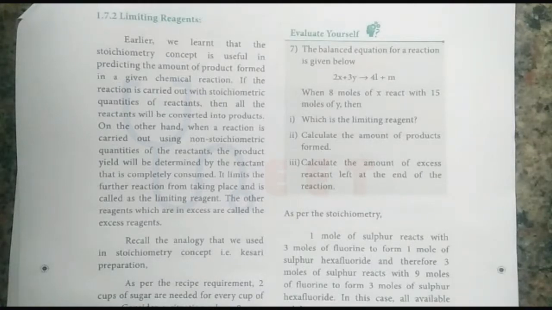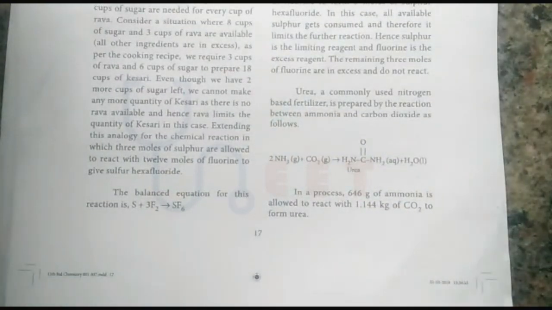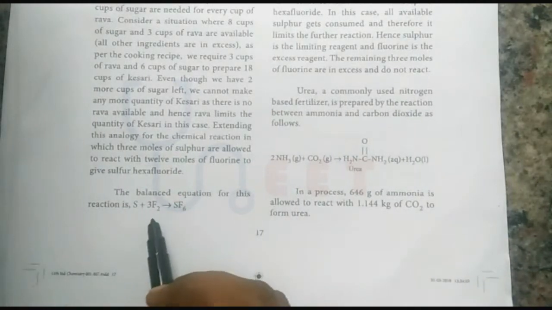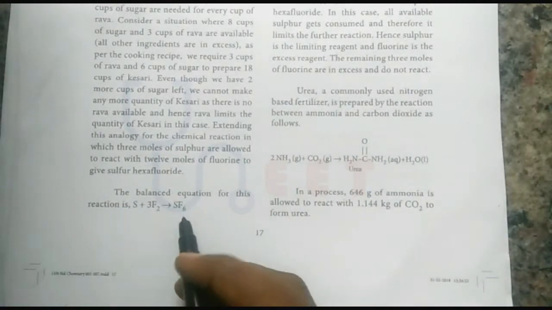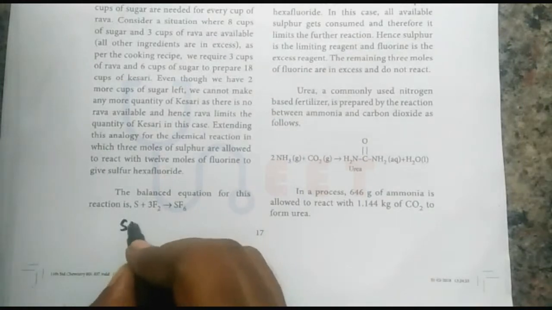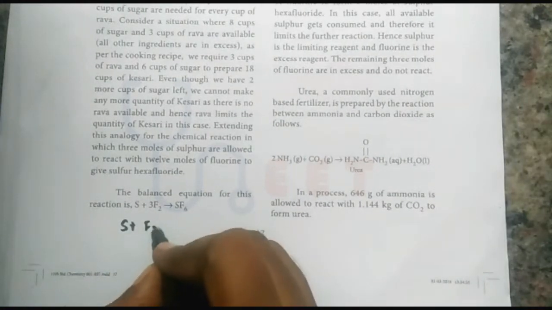That is, in a chemical reaction, only one reactant is fully converted into the product. That type of reactant is called a limiting reagent. For example, sulfur is interacting with 3 moles of fluorine to form sulfur hexafluoride. Here we are putting an excess of fluorine.